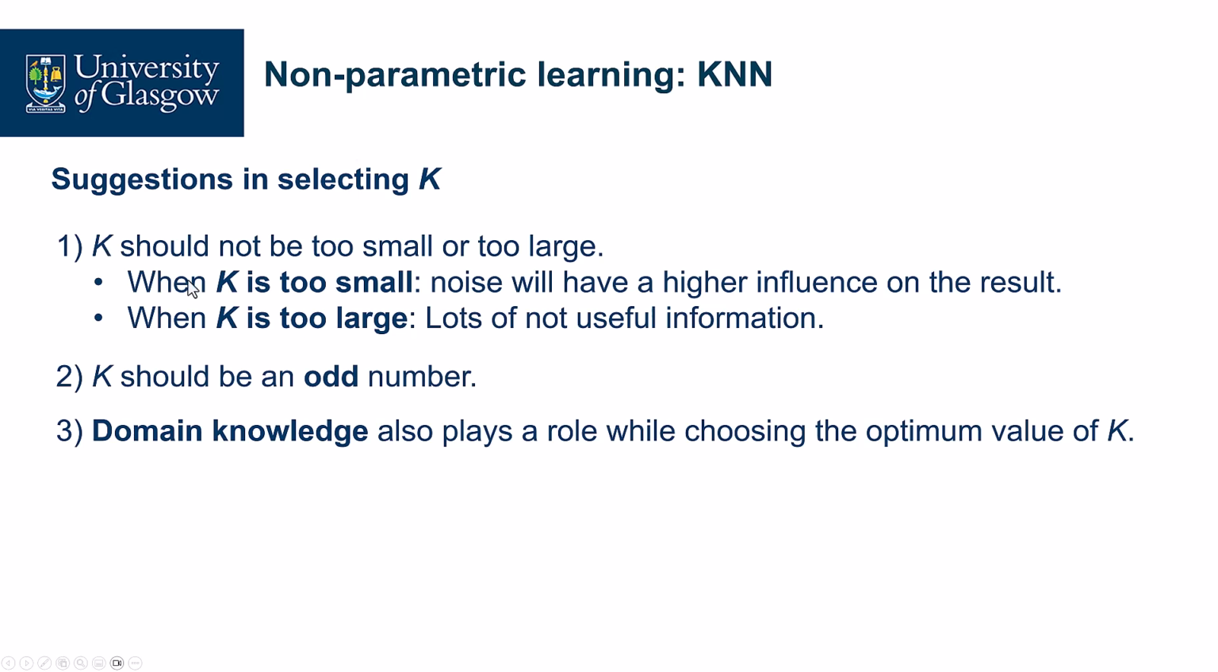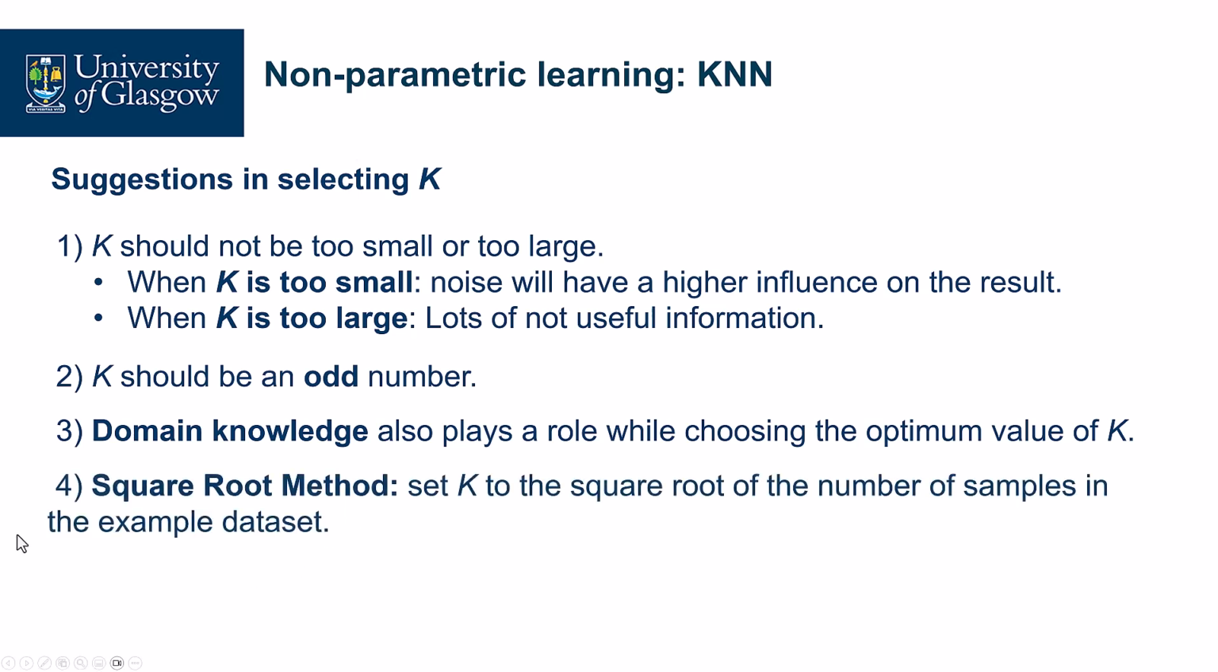These are the 3 rules of thumb, but given these 3 rules, we still do not know how to set k. There is a concrete one, which we call the square root method. Normally we set k to be the square root of the number of samples in the example data set. This provides you a reference.